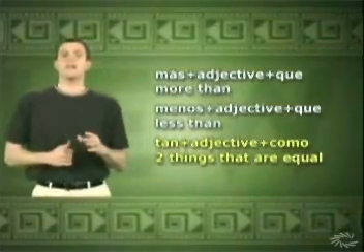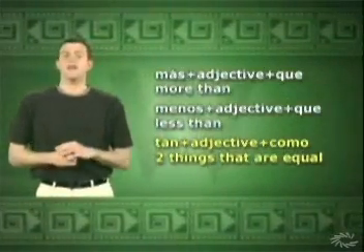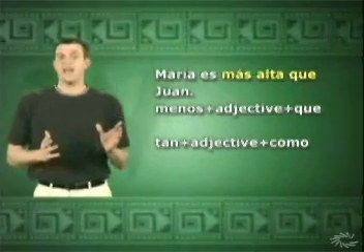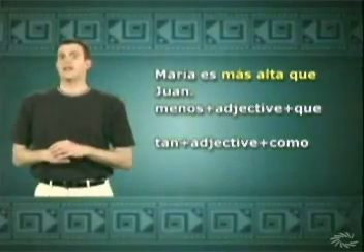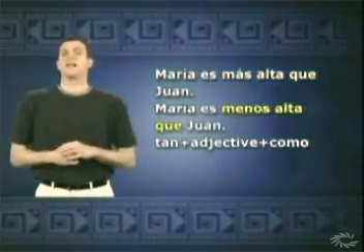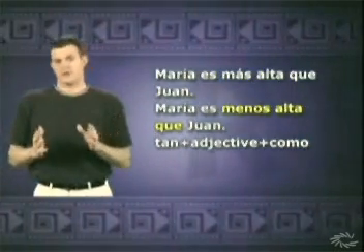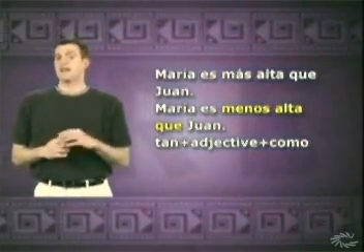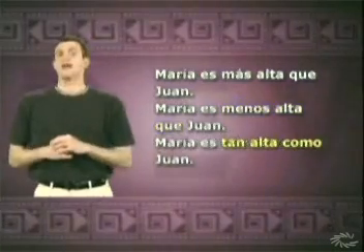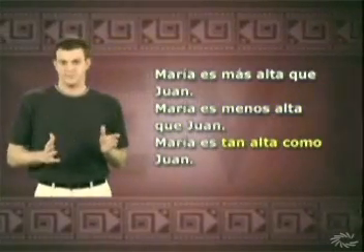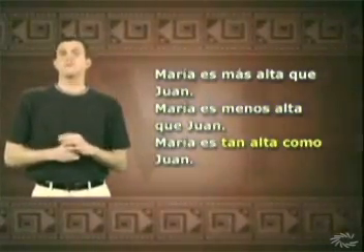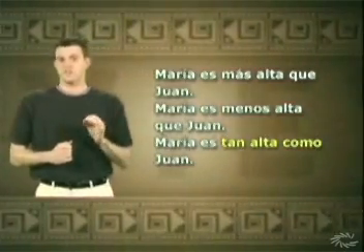So, to say Maria is taller than Juan, we say Maria es más alta que Juan. To say Maria is less tall than Juan, we say Maria es menos alta que Juan. And to say Maria is as tall as Juan, we say Maria es tan alta como Juan. In these constructions, remember to make sure the adjective agrees with the first noun.